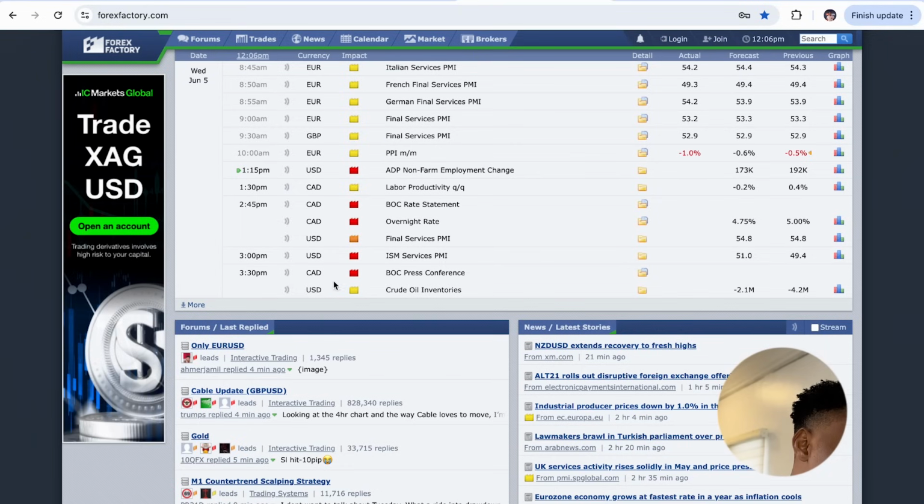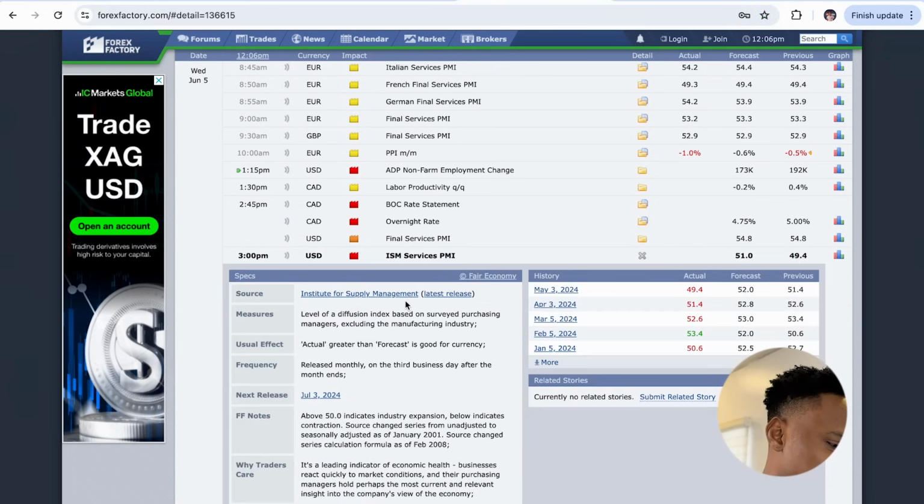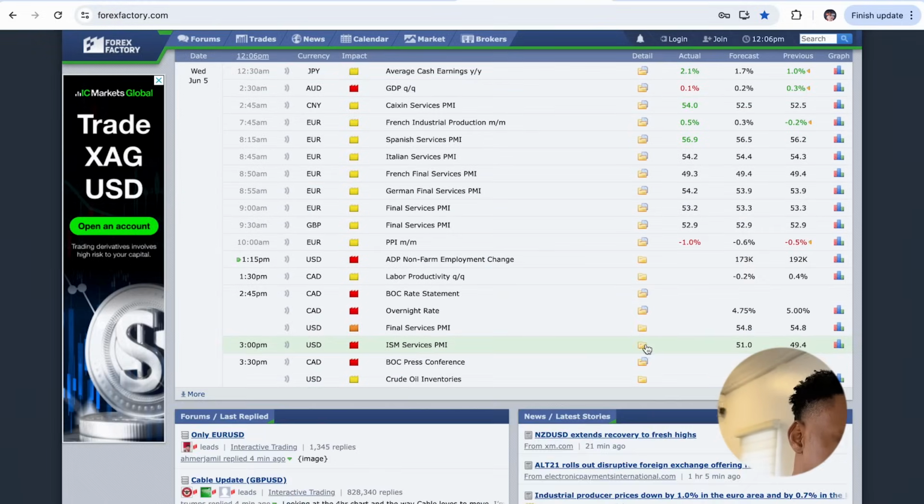By 3 p.m. there's going to be news, which is ISM services. So if I click on this one and get to know more details, it's a red folder news, but then no problem. Let's go ahead. I'll still trade. Right now the time is 12 p.m. So about 3 hours from now, that will be happening. So let's just go ahead and place trade.